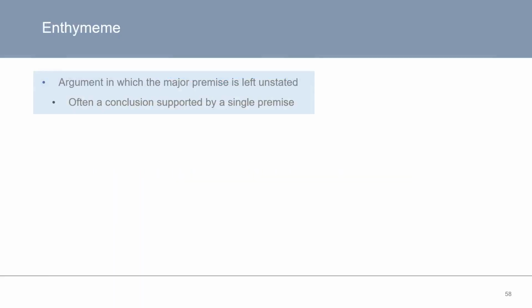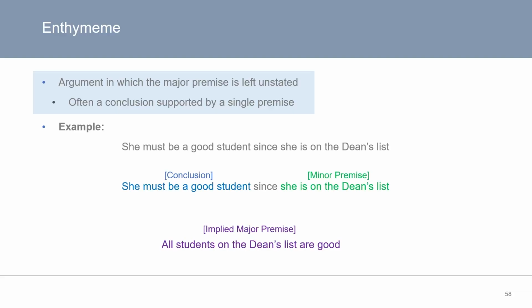One last definition from logic that we'll introduce is that of an enthymeme, which is an argument in which the major premise is left unstated, but the conclusion is still supported by a single premise, because an unstated major premise is implied. As an example, we have the statement, "She must be a good student since she's on the dean's list." Breaking this down, we start with the conclusion, "She must be a good student," and have only included the minor premise, "She is on the dean's list." The implied major premise in this situation is that all students on the dean's list are good.